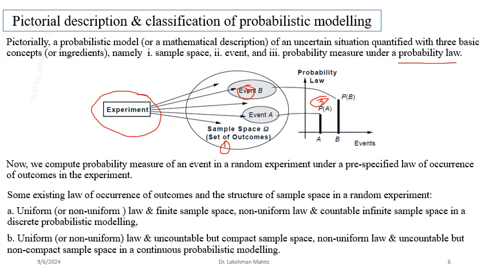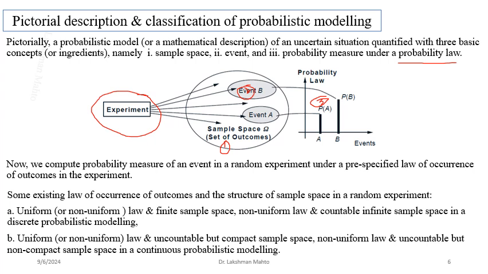But if it is not possible to come up with a finite structure in the interval, then you can't define a uniform law there. You can't come up with a uniform law in that case. So that's where the uniform law comes with an uncountable sample space. Those are just words right now, not complicated. And the corresponding probabilistic model, we will call continuous probabilistic modeling.